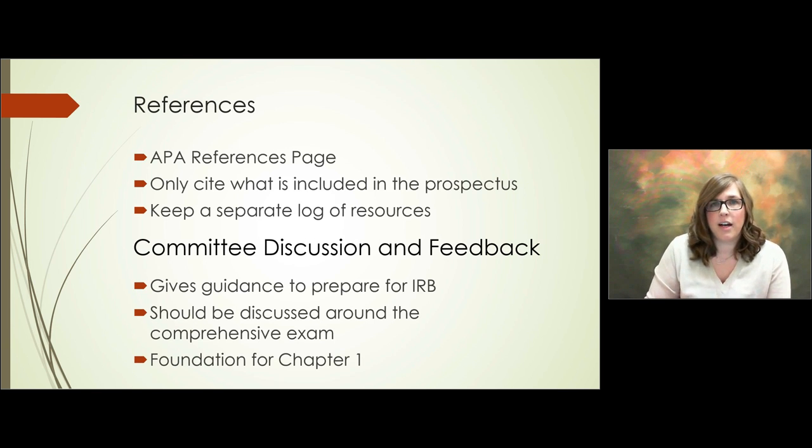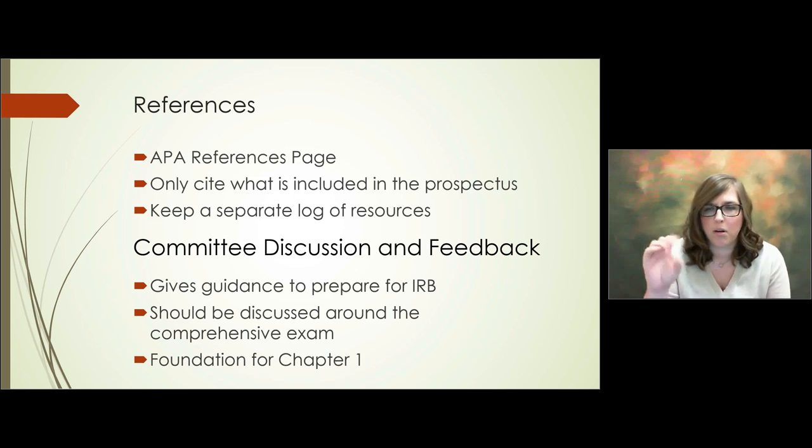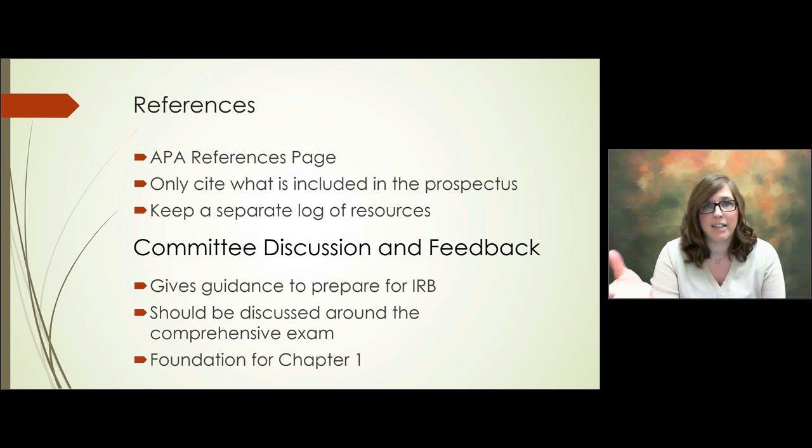Your references, you're going to want to cite all those things that you cited in the, I'm sorry, in your lit review. You'll have an APA references page. Only cite what's included in the prospectus. So at this point, you may have done extensive research. You kind of thought ahead, and in your other classes, you really tried to find articles that are connected to your dissertation topic. So you've got this great compendium of research, but if you don't cite it in your prospectus, please don't include it in your references page.